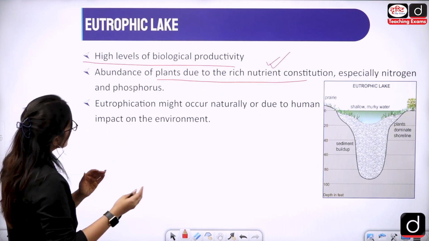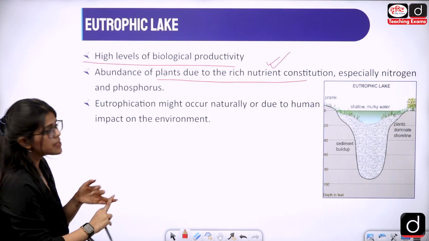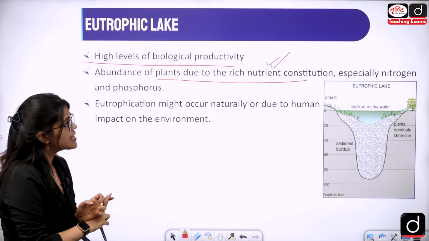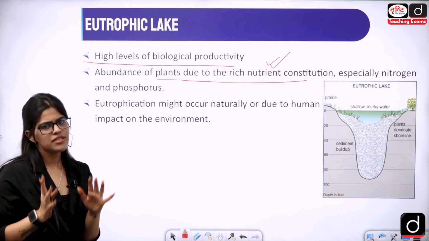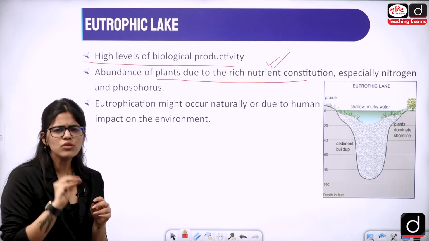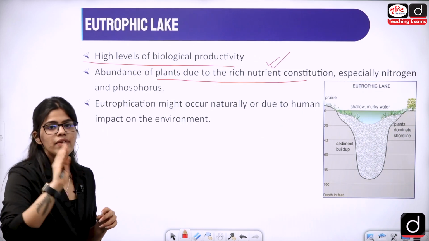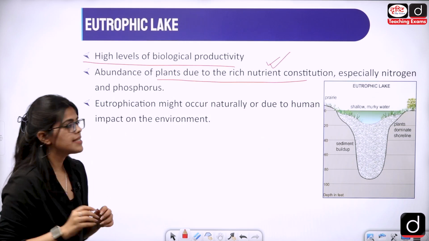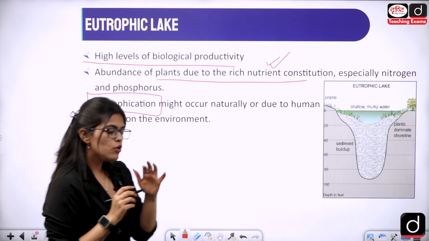Then the eutrophic lake: high levels of productivity, abundance of plants and animals, abundance of nutrients, especially nitrogen and phosphorus, and clear water is not there. Algae starts to bloom there, but when too much algae bloom is there, you call it eutrophication, right? So I hope this is clear.